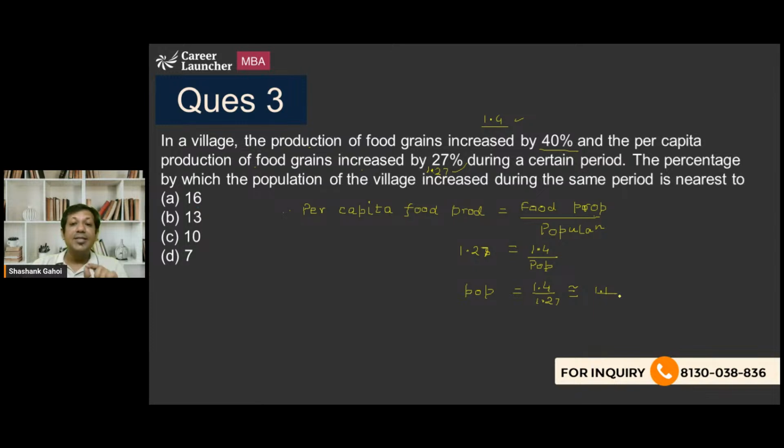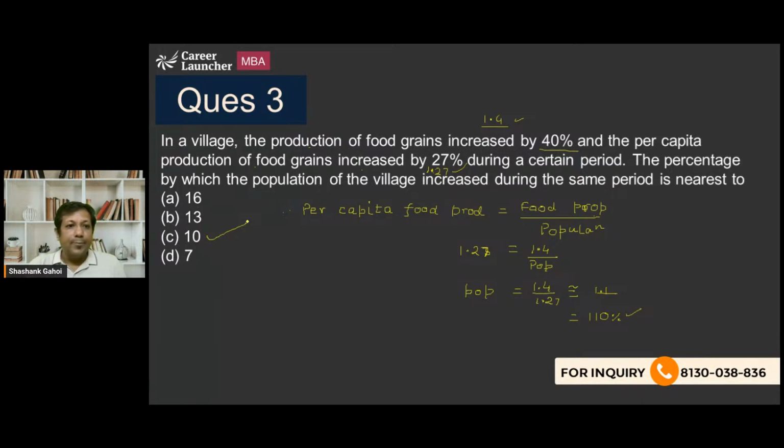Now this value is in fraction. If I multiply with 100, I can say it is 110%. So initially the population was 100% of itself. Now it has become 110%. It means the population has increased by close to 10%, and that's going to be our option C. So this is how we can solve these kinds of questions. Whenever you see these kinds of questions, this is the approach you are always going to take.